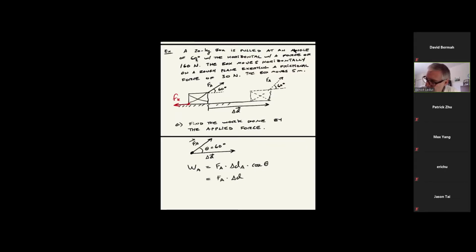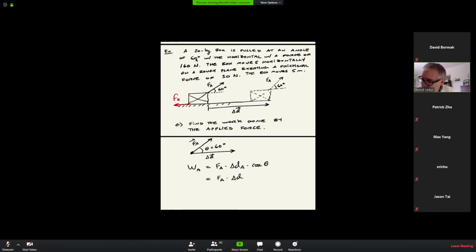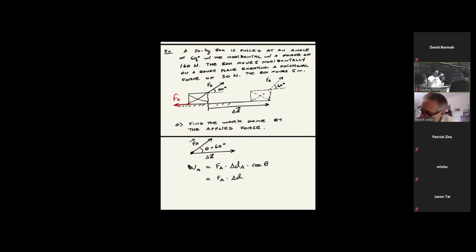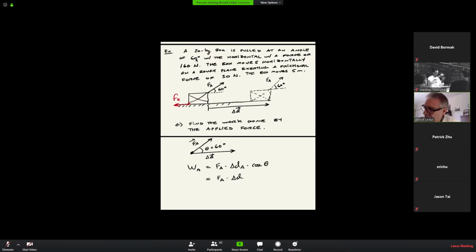So it's cos of 60 degrees. It's just a question of putting the units. So it was 160 Newton times 5 meter times cos of 60. What's cos of 60, guys? Is it half or root 3 over 2? Half. Okay, so half. So it'll be like what? Is it 400? I can't see what you're writing. That's strange, it doesn't appear.